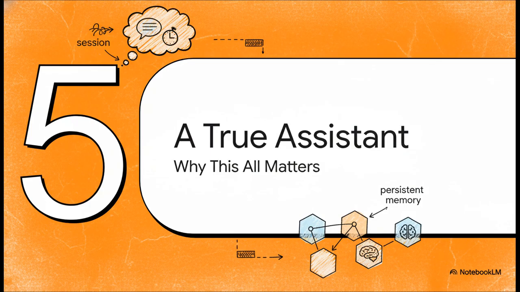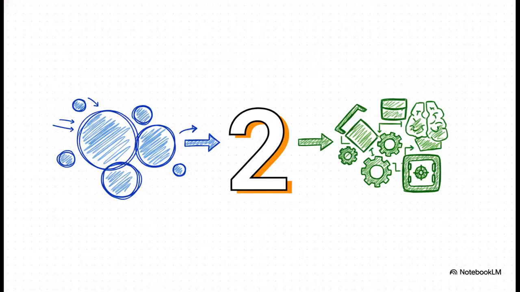Okay, let's tie this all together. We've talked about the messy workbench of sessions and the organized filing cabinet of memory. So why is this separation so critical? Why does it all matter? Because it takes two. Simple as that. It is the combination of these two distinct systems, one for the immediate now and one for the persistent forever, that transforms a stateless tool into a genuinely helpful and personal assistant.